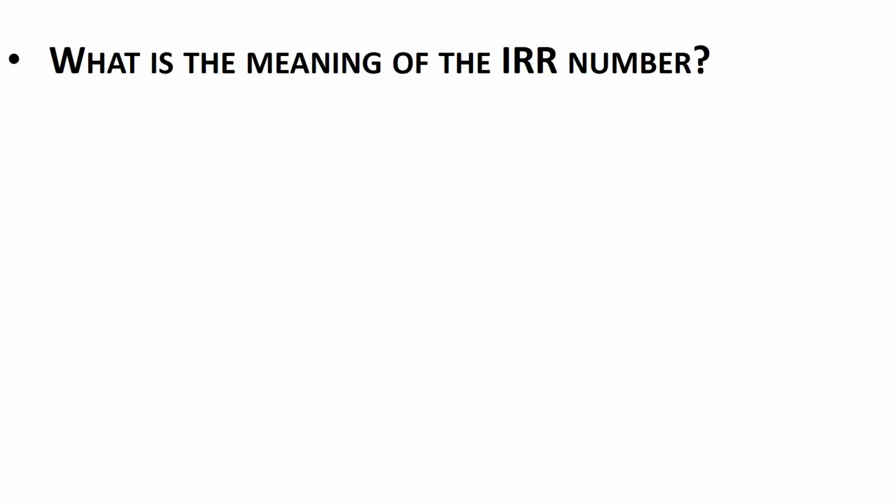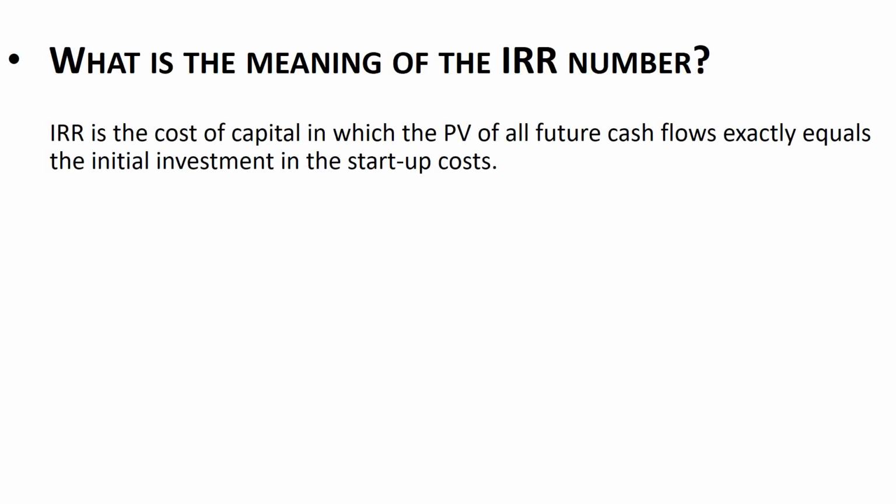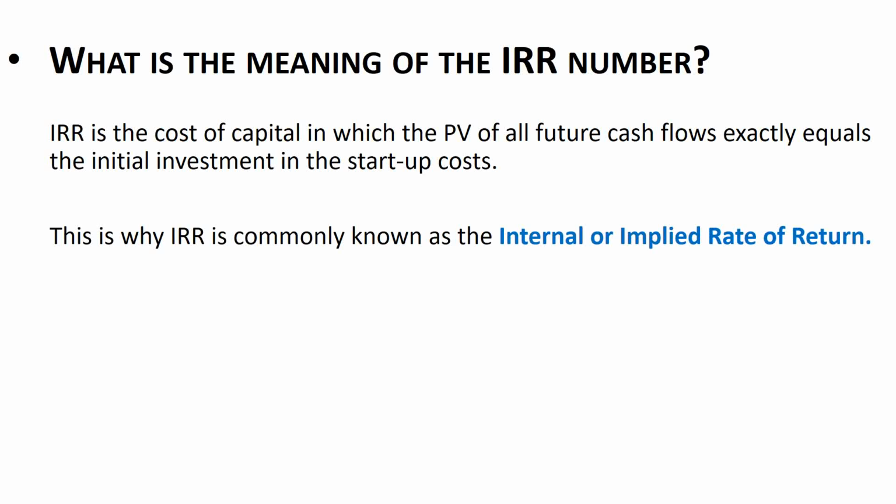But if your cost of capital is above that, when you use that, NPV is going to be negative. What is the meaning of the IRR number? IRR is a cost of capital at which the present value of all future cash flows exactly equals the initial investment, right? And so it is also called the implied rate of return. It is the return implied by your business, right?